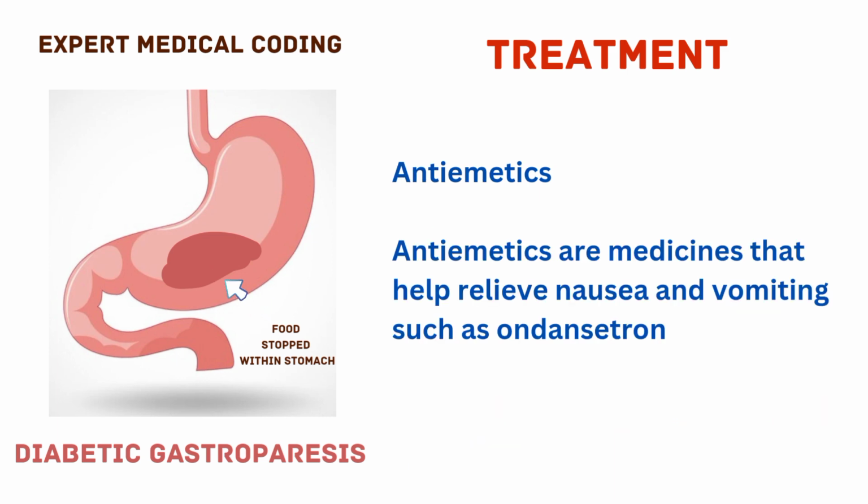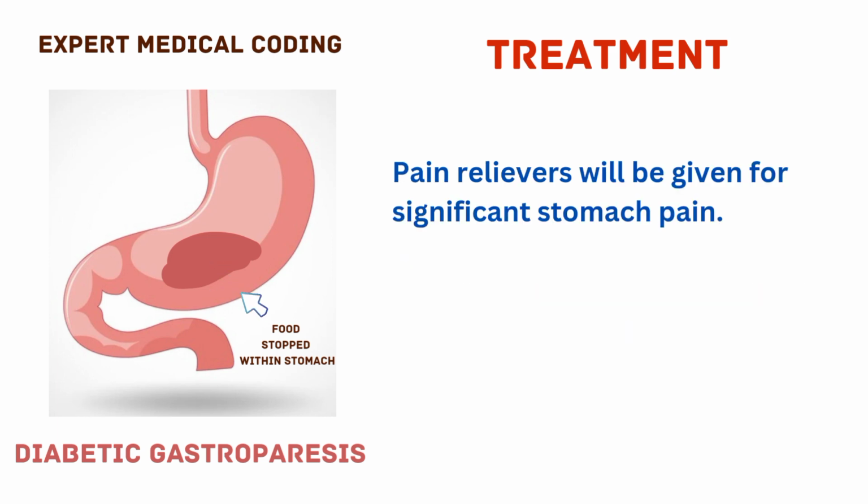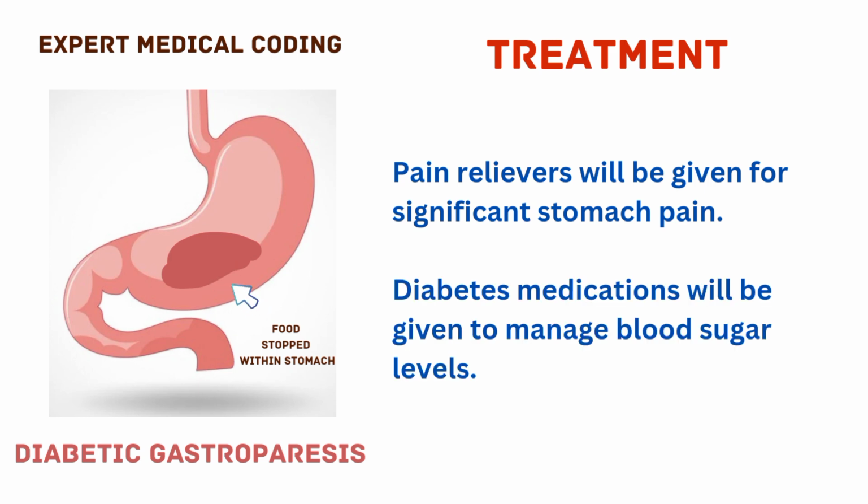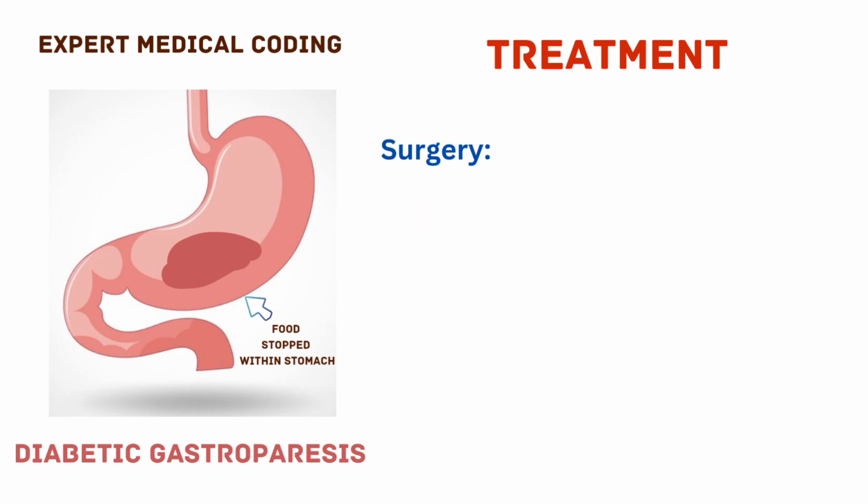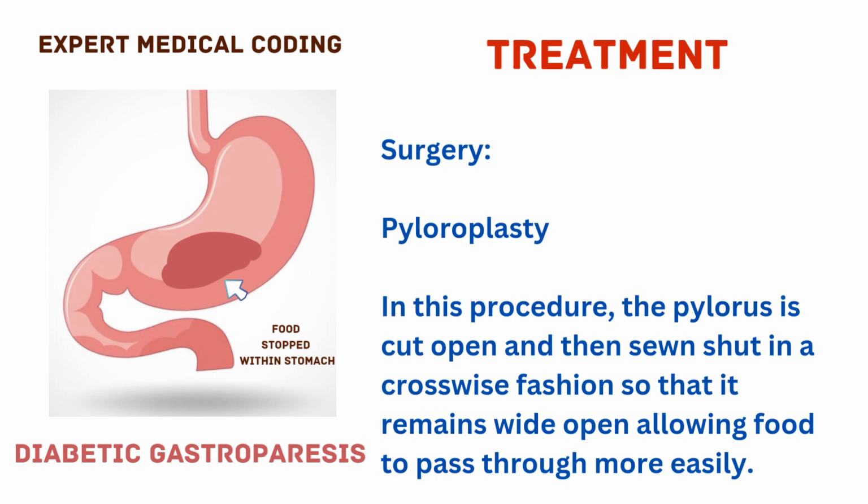Antiemetics are medicines that help relieve nausea and vomiting, such as ondansetron. Pain relievers will be given for significant stomach pain. Diabetes medications will be given to manage blood sugar levels. The next treatment option is surgery, pyloroplasty. In this procedure, the pylorus is cut open and then sewn shut in a crosswise fashion so that it remains wide open, allowing food to pass through more easily.